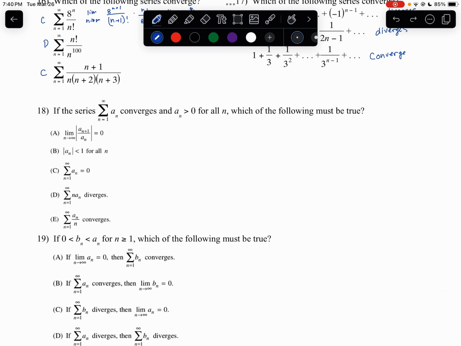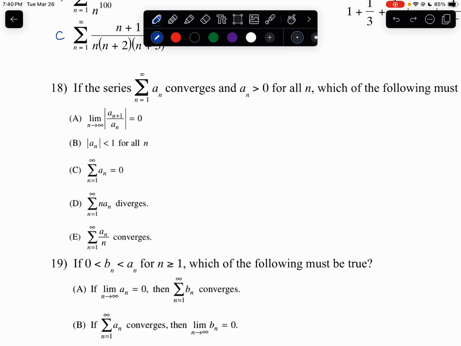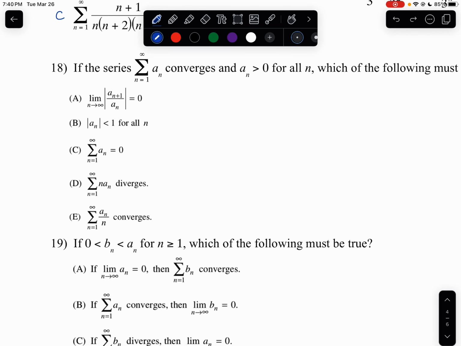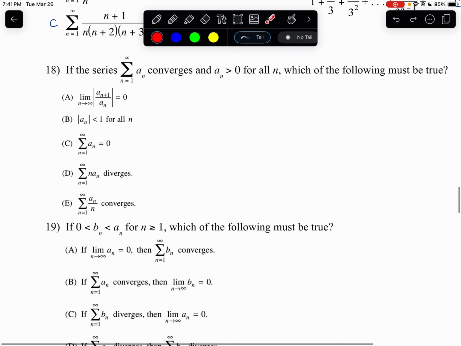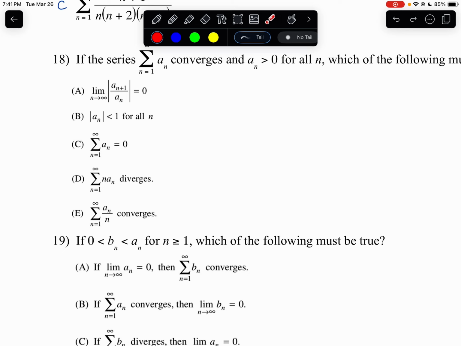If the series converges and a sub n is greater than 0 for all n, which of the following must be true? We've got our work cut out for us here, I think. So if the series of a sub n converges and all the terms of a sub n are positive for all n, which of the following must be true? Here it says that the limit as n approaches infinity has to equal 0. So this looks like the ratio test, right?